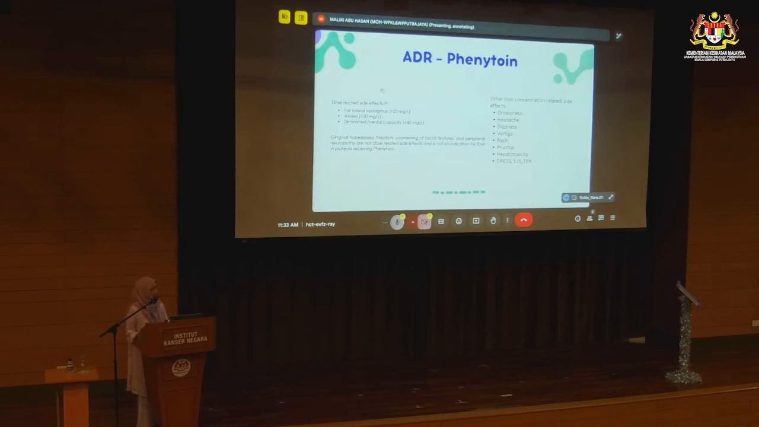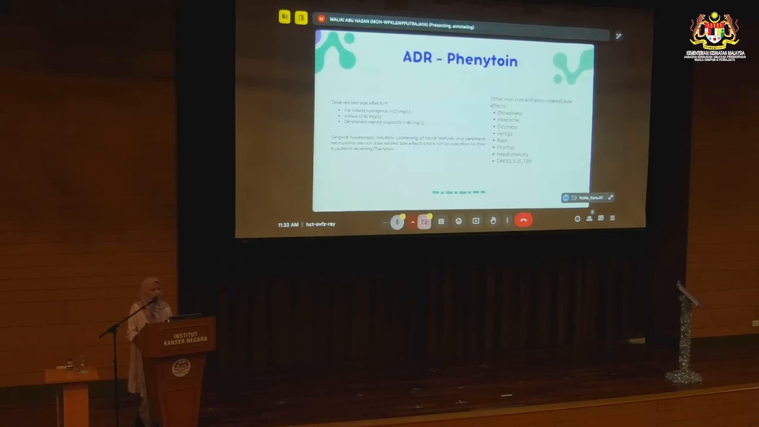For phenytoin, there are dose-related and non-dose-related side effects. Basically, a higher dose means higher concentration in the body. So for concentration-related side effects, you have more than 20, because the therapeutic or reference range is 10 to 20. More than 20, you expect some sort of nystagmus. More than 30, ataxia, and more than 40, diminished mental capacity. There are a lot of other side effects of phenytoin, like gingival hyperplasia, hirsutism, peripheral neuropathy, but these are not dose-related side effects, and they are actually not an indication for TDM in patients receiving phenytoin.